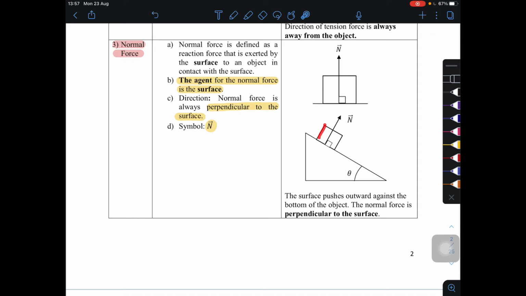So kalau objek tu dekat inclined plane, sama juga 90 degree to the surface. This is the surface, so it must be 90 degrees. So kita akan letak label N. Okay, so always remember the direction is perpendicular to the surface or 90 degree to the surface.